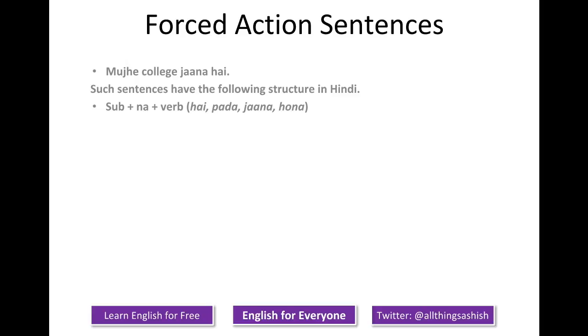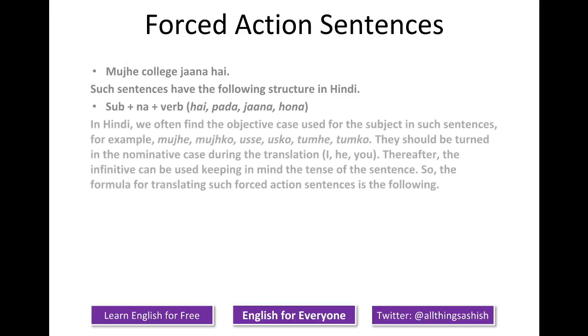pada, jana, hona, etc. In Hindi, we often find the objective case used for the subject in such sentences. For example, mujhe or mujhko. You can see above we have said mujhe college jana pada. We use usse, usko, tumhe, tumko, and these are all objective cases. However, when you are translating these, you should be turning them in the nominative case during the translation and use I, he, or you.